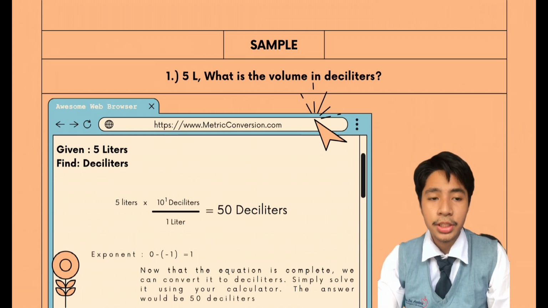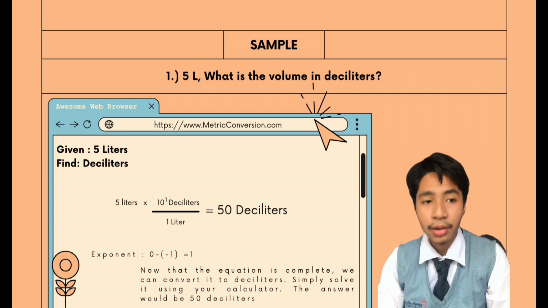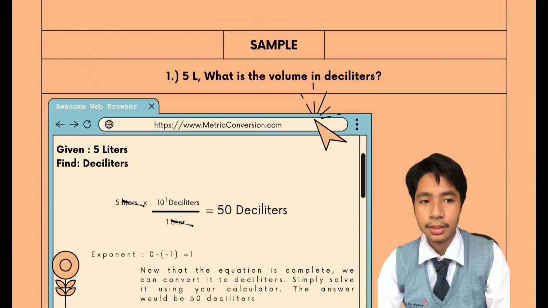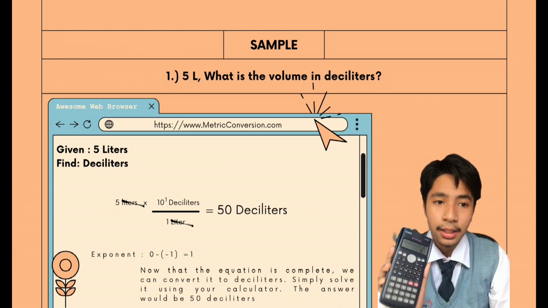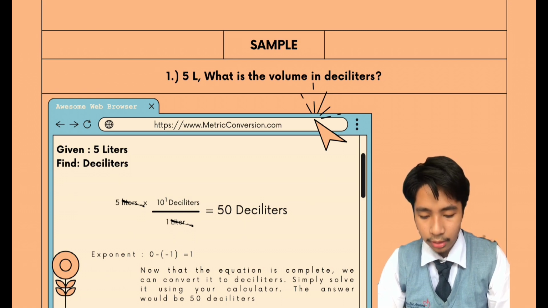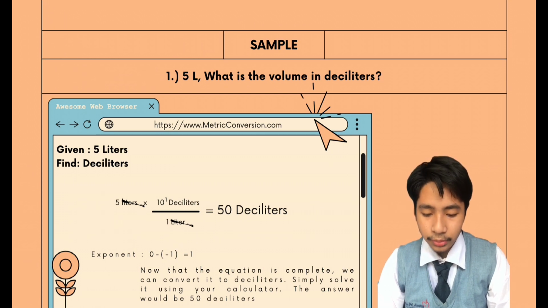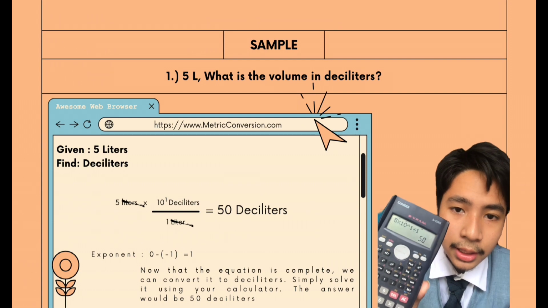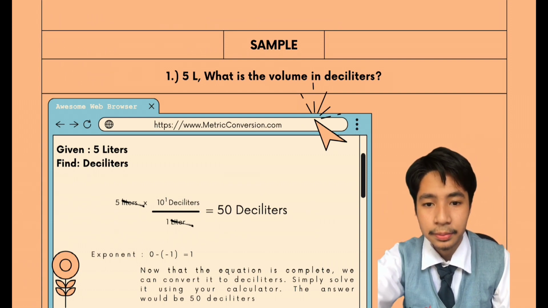Now that the equation is complete, we can convert it into deciliters. So we have here 5 liters times 10 raised to 1 deciliter divided by 1 liter. Cancel out the liters, then we will have the remaining unit, deciliters. Get your calculator ready and simply solve. 5 times 10 raised to 1 divided by 1 would be 50 deciliters. So that's the answer.